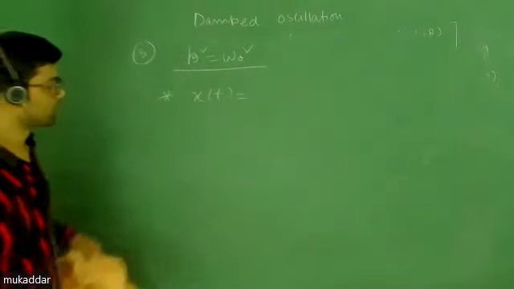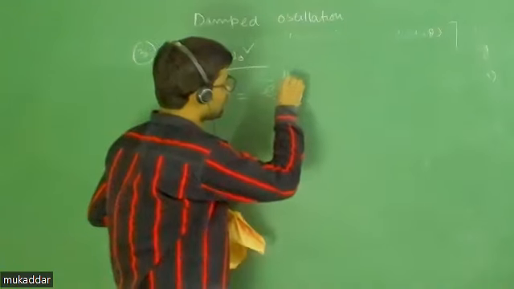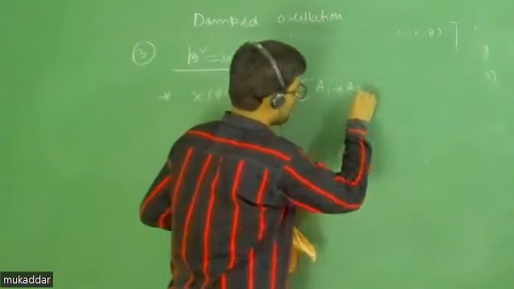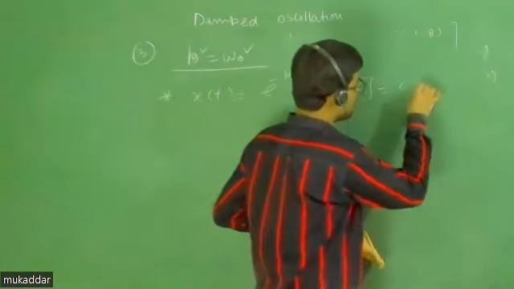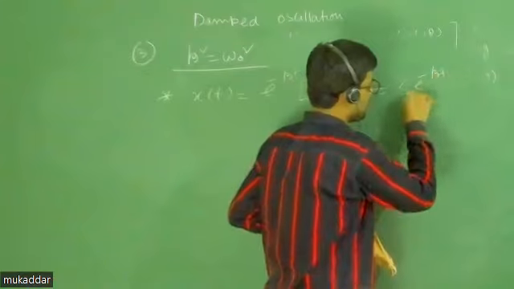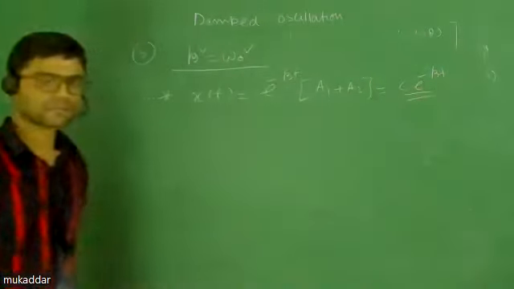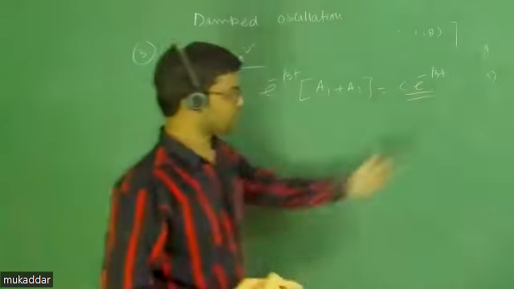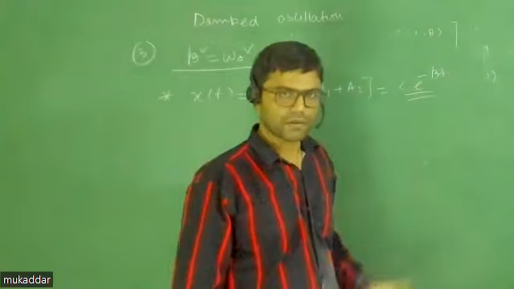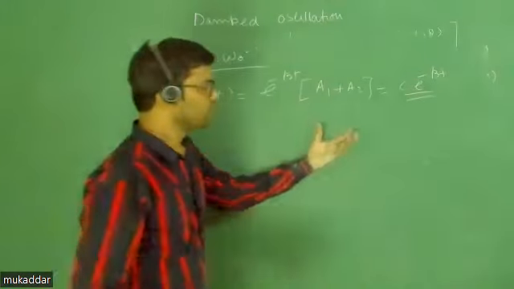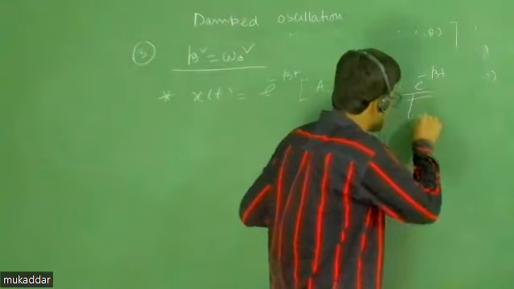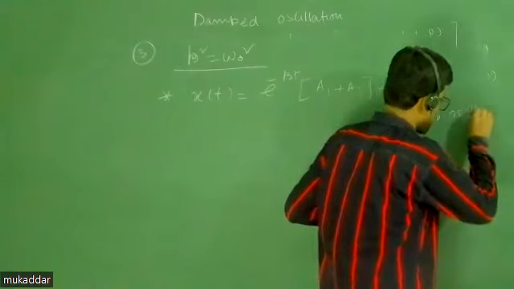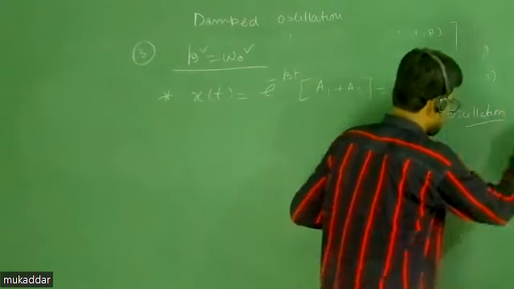So e to the power minus beta t, and then a1 plus a2, so that is some constant c times e to the power minus beta t. Now tell me, is there any oscillation in the body? No. There is no oscillating function contained in this solution. You do not have any oscillation here, right? So there will be no oscillation in the body for this scenario.